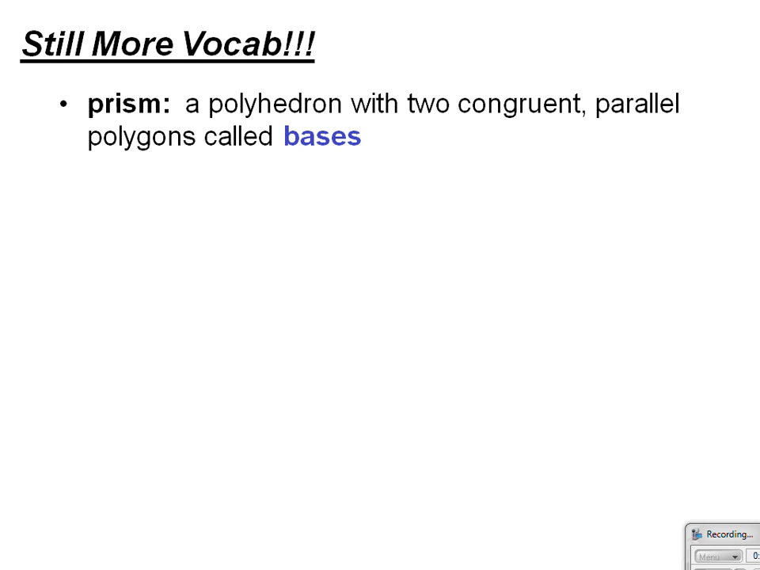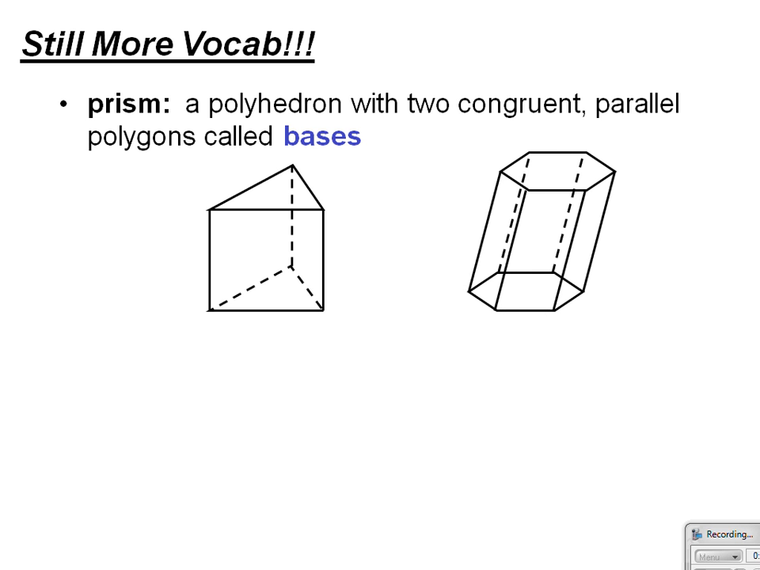Vocabulary continues. Prisms. Prisms are polyhedra with two congruent parallel polygons called bases. For example, in both these polyhedra shown, they're both prisms, and what I'm highlighting here in blue are the bases of the polyhedra. You can have a prism with triangular bases, you can have prisms with hexagonal bases, with octagonal bases. Any type of polygon can be a base in a prism.